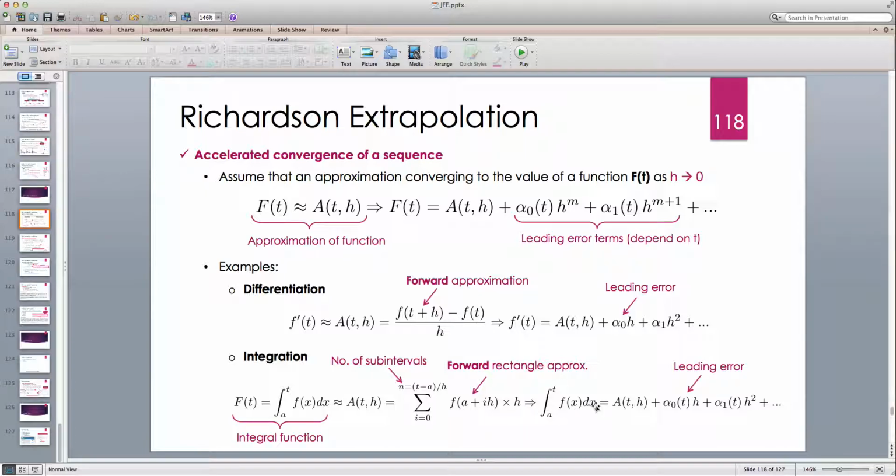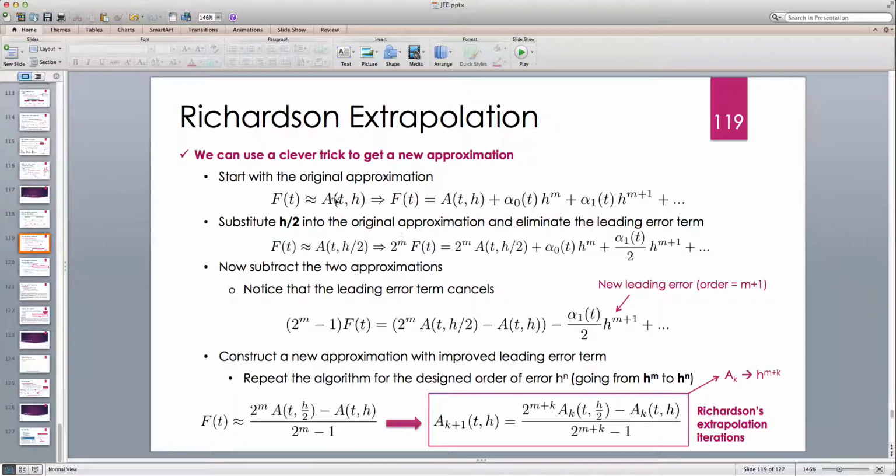Similarly, in the integration, if I reduce h by 1 order of magnitude, it means I'm increasing the number of subintervals by 1 order of magnitude, and that causes many more terms here, more evaluations of the function, and if the evaluation of the function is costly, then it's just going to have a huge impact on computation cost.